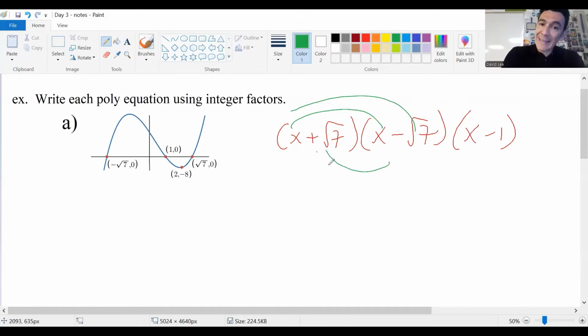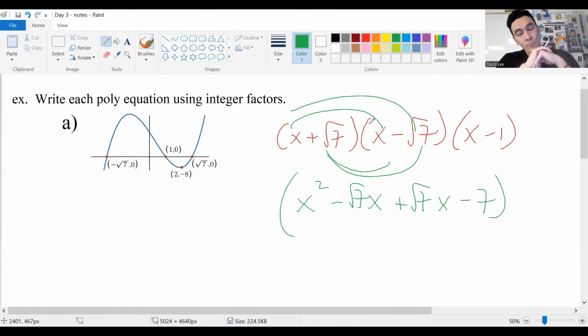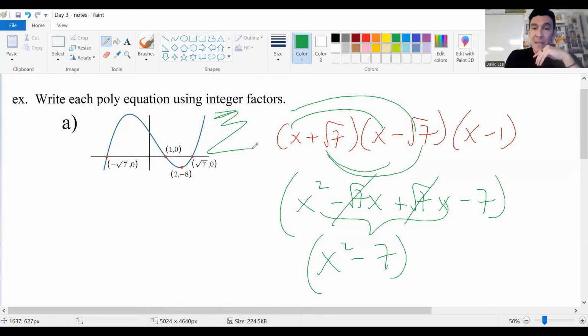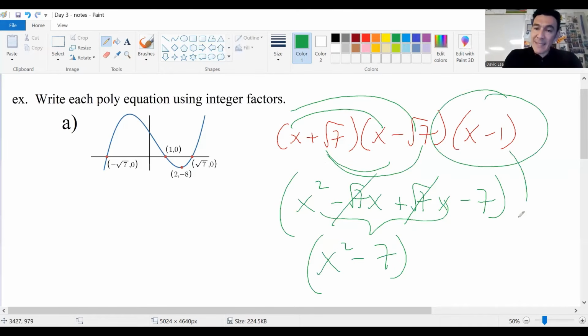You have to go like that. So let's multiply those ones. Now, these would cancel in the middle. So all you're left with is x squared minus 7. Now, that's better because 7 is an integer. And the square root 7s before, they were not. So you have x squared minus 7, and then copy and paste the x minus 1 behind it.